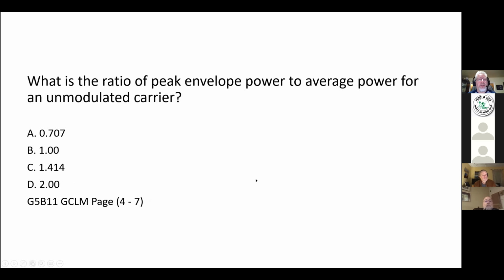What is the ratio of peak envelope power to average power for an unmodulated carrier? A, 0.707, B, 1.00, C, 1.414, or D, 2.0. We've always considered this kind of a trick question because it is an unmodulated carrier, so all the energy is going in the peak envelope power. So it's 100%, which is B.